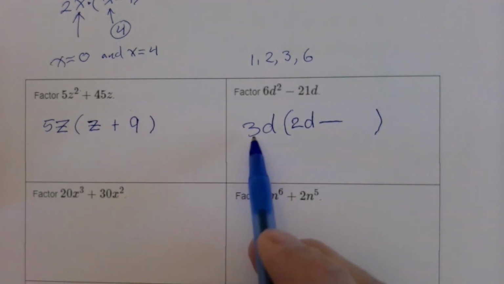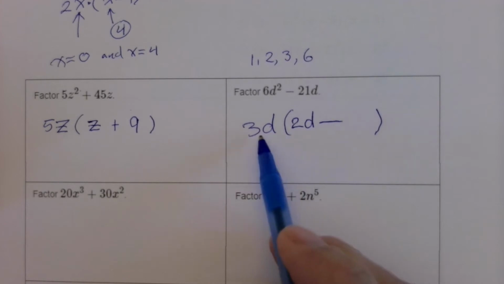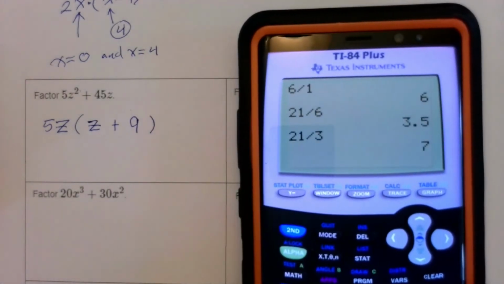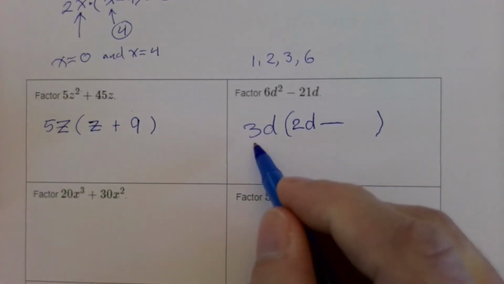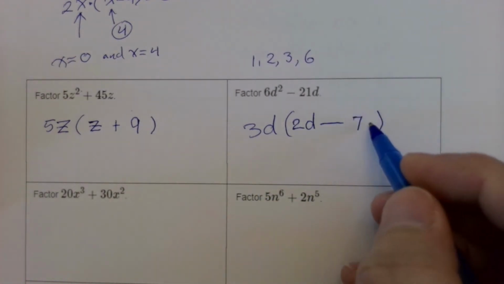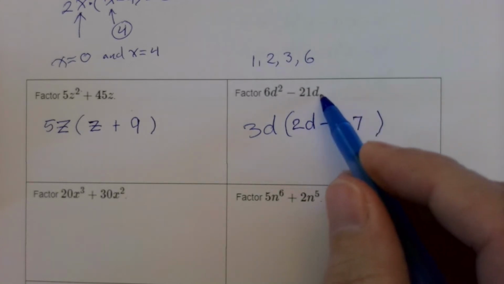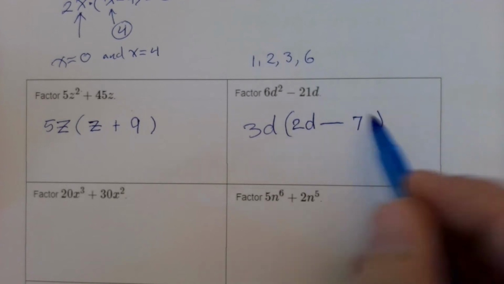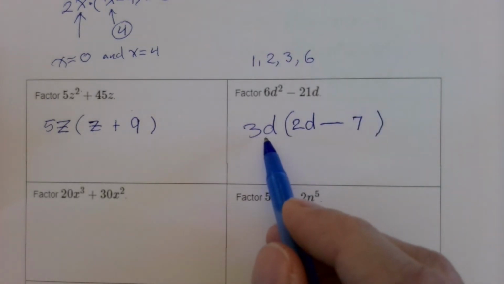Now, 3 times what makes 21? Well, a minute ago we had 21 divided by 3 up here, and it came out to 7. So it turns out 3 times 7 makes 21. But don't put any more d's here, because you only need one in the first place. The d that goes here will come from out here.